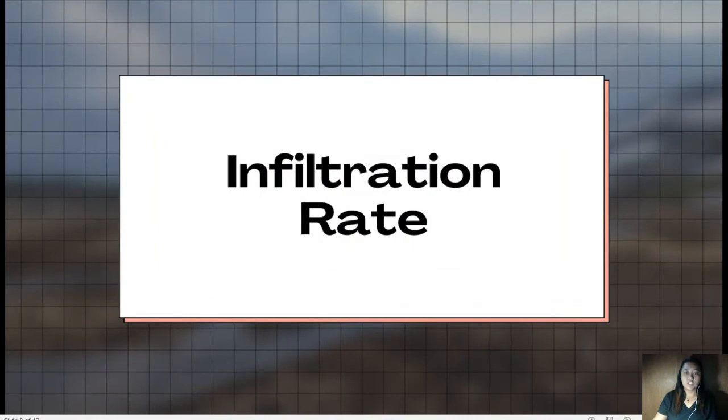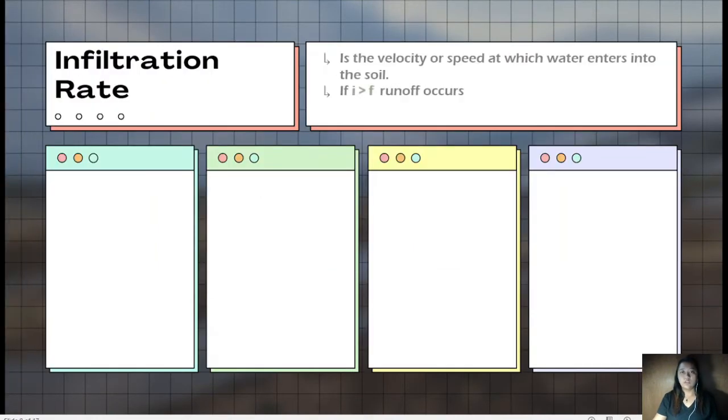Next is the infiltration rate. The infiltration rate is the velocity or speed at which water enters into the soil. It is directly influenced by soil texture, soil cover, moisture content of the soil, soil temperature, precipitation type, and rainfall intensity. It is the rate at which soil is able to absorb rainfall or irrigation, measured in millimeters per hour or inches per hour.